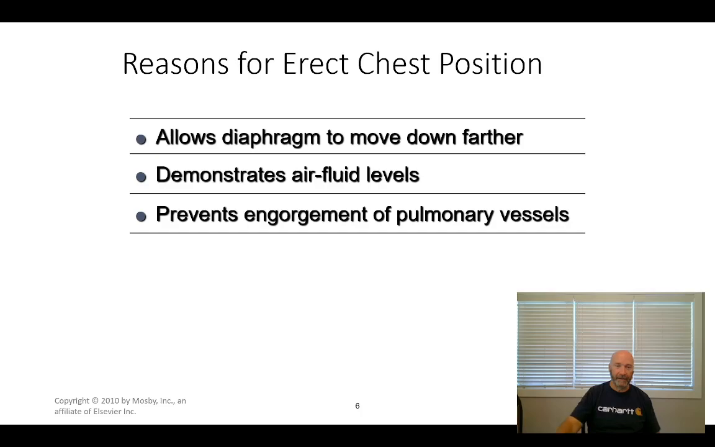It also can give us a demonstration of air fluid levels, and it also prevents the engorgement of the pulmonary vessels. So I want to relate a little bit of a story. Most of the time you don't see this, but sometimes it's pretty dramatic. If a patient is laying flat on their back, their superior vena cava can engorge with blood, and it can widen, and it can make it look like the patient has some sort of pathology inside their mediastinum, in between the two lungs. So I had a trauma patient one time, and it was a minimum trauma patient.